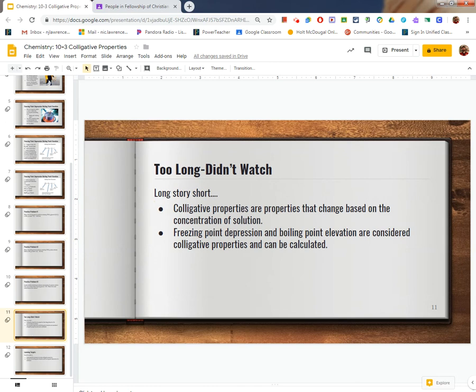Long story short, we have colligative properties that change based on the concentration of the solution, and our freezing point depression and boiling point elevation are considered colligative properties, and we can calculate those.